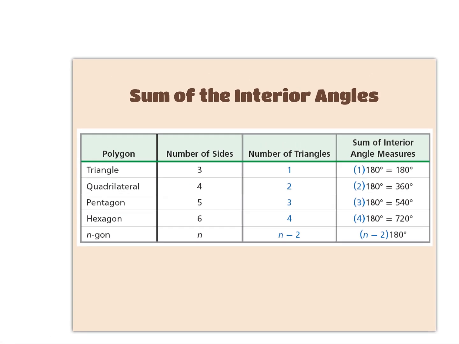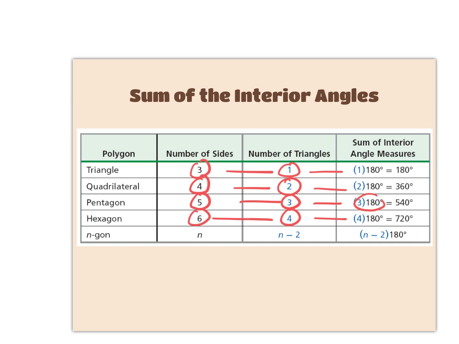So they start out by showing you the pattern. If you have a 3-sided figure, you can create 1 triangle, and 180 times 1 is 180. If you have a 4-sided figure, you could create 2 triangles, and 180 times 2 is 360. If you have a 5-sided figure, you can end up creating 3 triangles, and you get 540 degrees. If you have a 6-sided figure, like the hexagon we did on the last page, you can create 4 triangles, and 4 times 180 is 720.